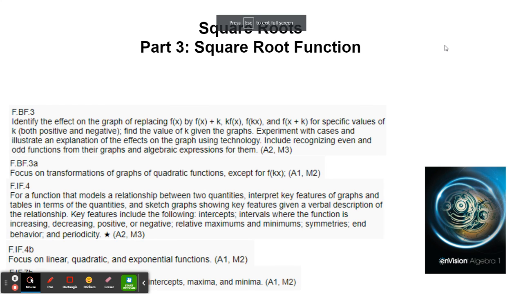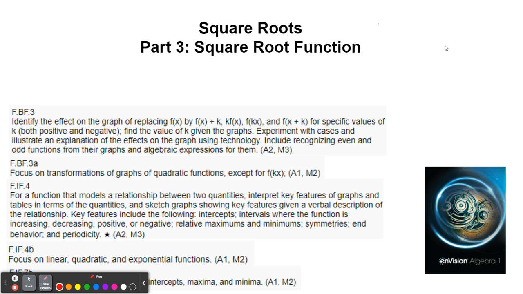Hello, Algebra 1, and welcome to our third part of our square root mini topic on the square root function. We are going to add another parent function to your repertoire. So you know what a linear function is, you know what an exponential function is, what a quadratic function is, what an absolute value function is, and now we're going to learn what a square root function is, right? Another big day to learn more about functions, right?